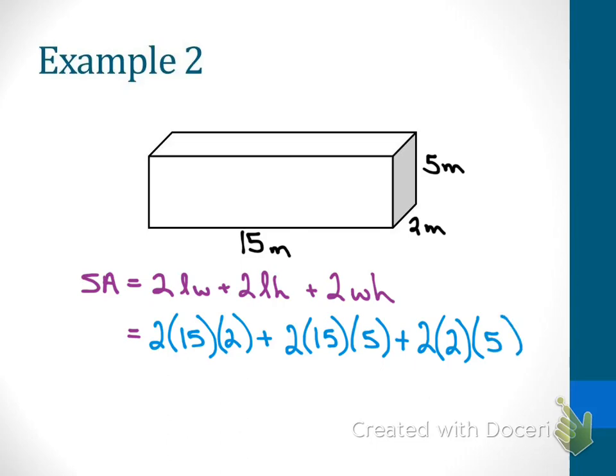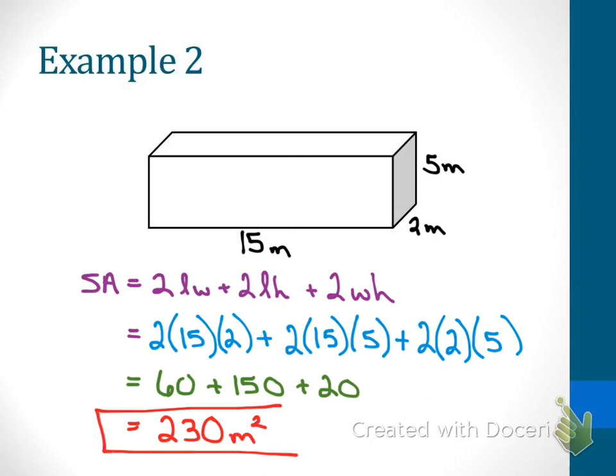And now I'm going to multiply these 3 sets of numbers together and then add together their products. On the first one, what's 2 times 15? 30. What's 30 times 2? 60. On the second group, what's 2 times 15? What's 30 times 5? 150. Don't forget you're adding. And then for the third group, 2 times 2 is? And 4 times 5 is? And when you add it all up together, what do you get? 230, and what's my label? Meters squared. And that's your answer.